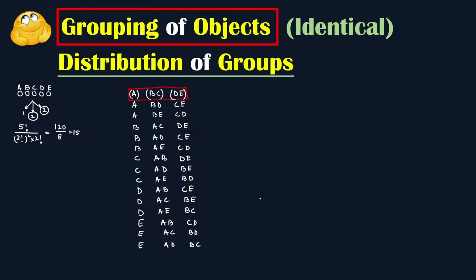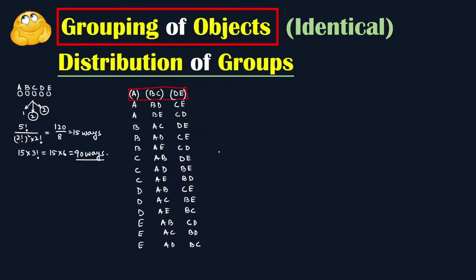Now I want to distribute this. There are 15 ways of forming groups containing 1, 2 and 2 balls. Now if I want to distribute these groups among 3 people, the total number of ways will be what? 15 into factorial 3. That gives us 15 into 6, that is, there are 90 ways of distributing these 3 groups among 3 people.